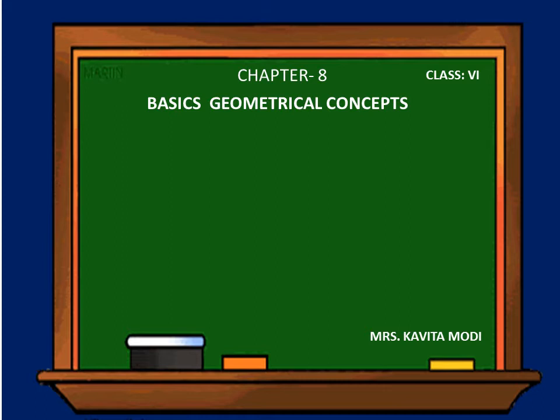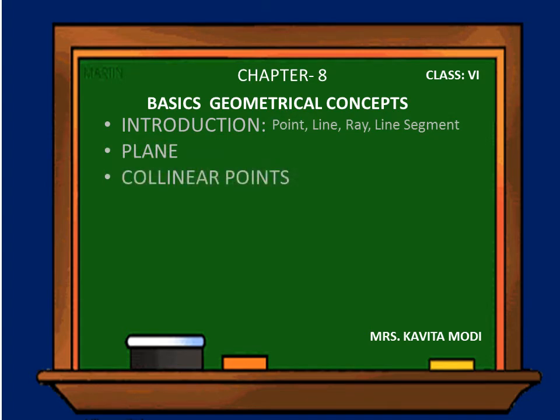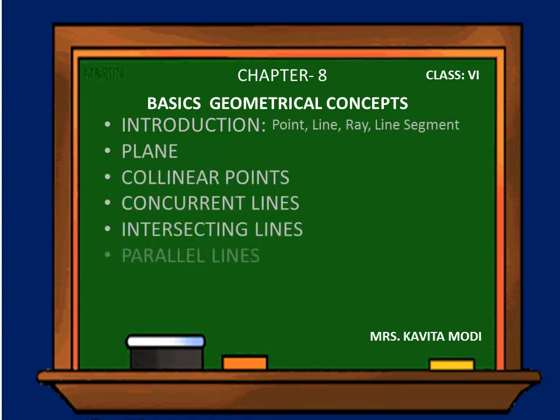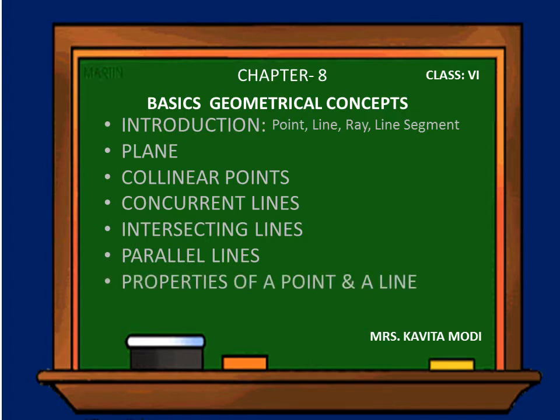Today we are going to start chapter 8, Basic Geometrical Concept. In this chapter, our topics are Introduction, Plane, Collinear Points, Concurrent Lines, Intersecting Lines, Parallel Lines, Properties of a Point and a Line, and some examples.